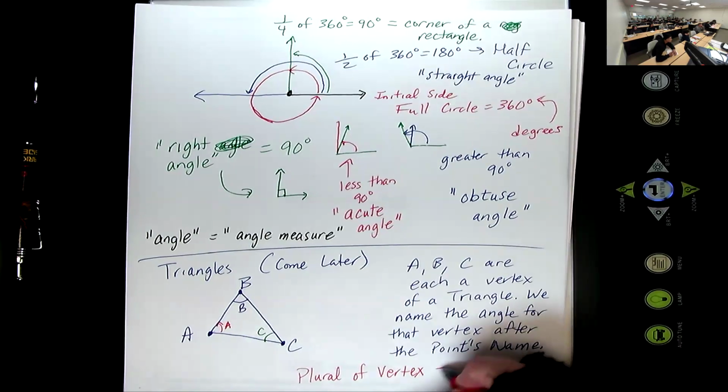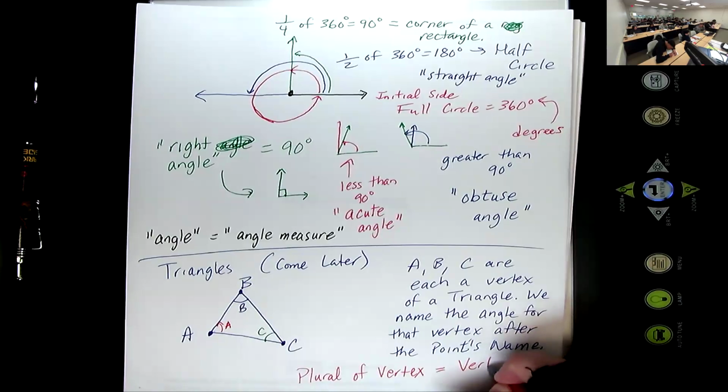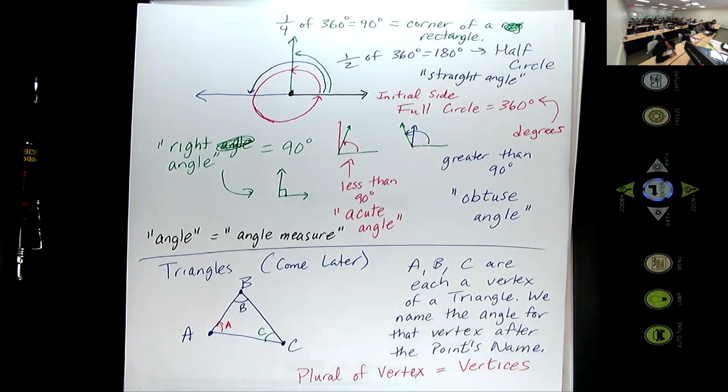The plural of vertex is vertices. So if I say vertices, I'm talking about more than one vertex. And you will hear that in other classes, in math classes as well.